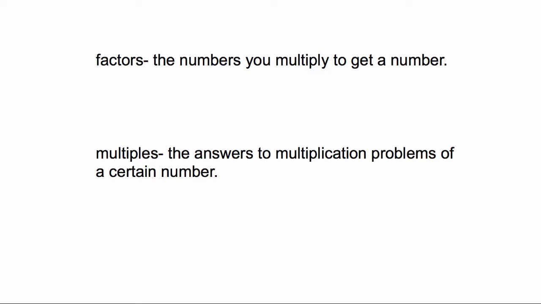Before we make our chart, let's go ahead and make sure we cover a couple terms that you'll need to know. The first term is factors. Factors are the numbers that you multiply to get a number. So if we wanted to know the factors for 4, what numbers can you multiply to get 4? 1 times 4 and 2 times 2. So the factors for the number 4 are 1, 2, and 4. Remember, if we have a double, you only ever count it 1 time.